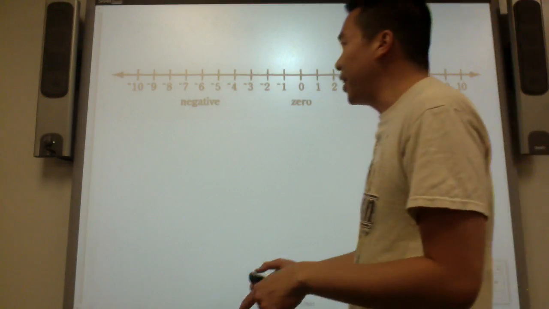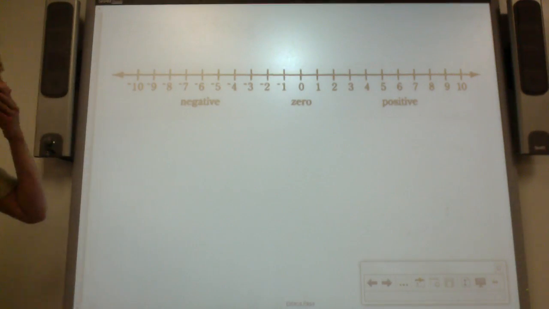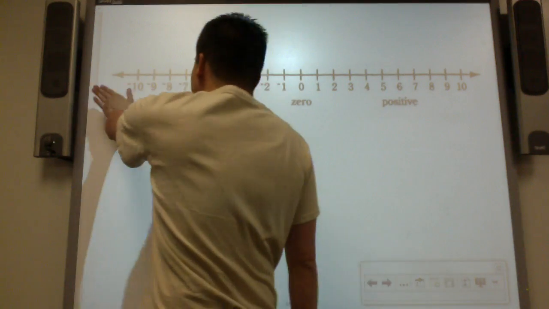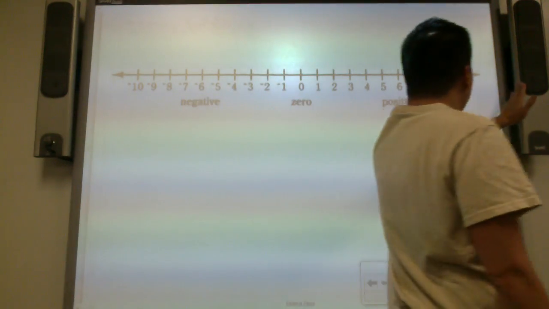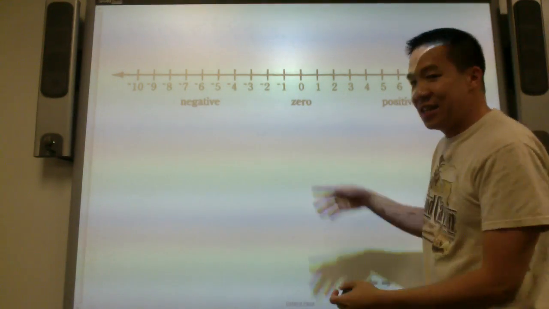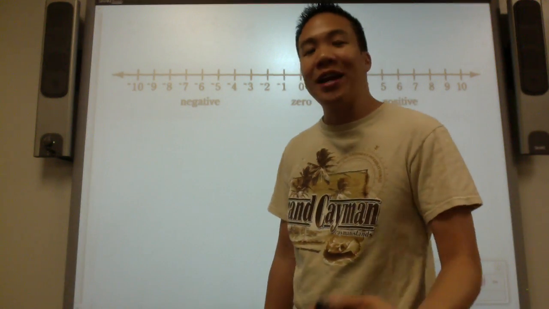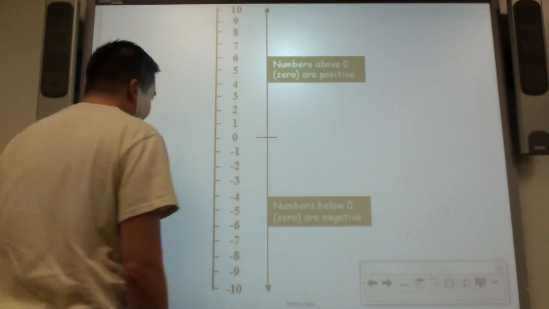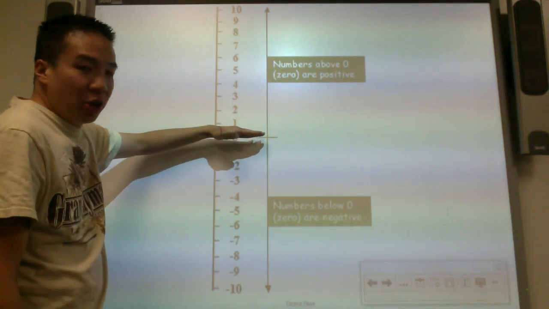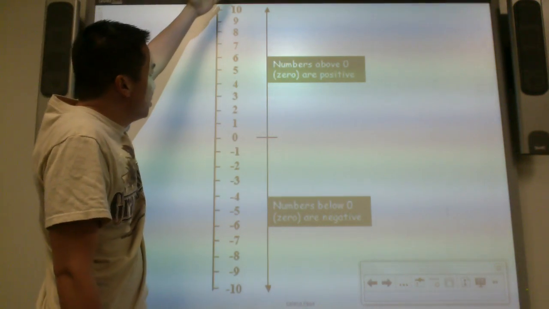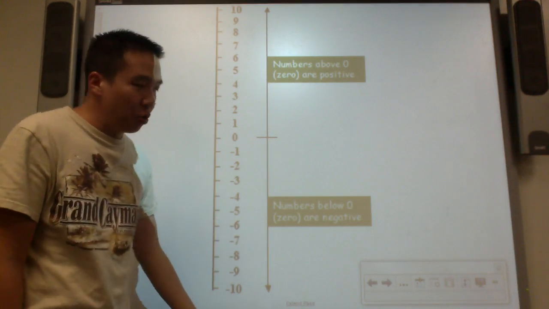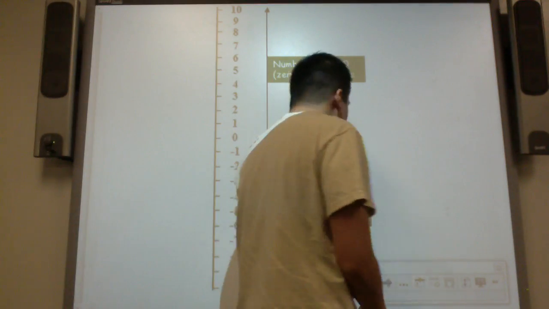So there are two types of number lines. We have a horizontal number line right here. It goes from negative 10 all the way to positive 10, and we have 0. 0 is neither positive nor negative. Then we have a vertical number line. 0 is right here, neither positive nor negative. It goes up. Numbers above 0 are positive, and it goes below. Numbers below 0 are negative.